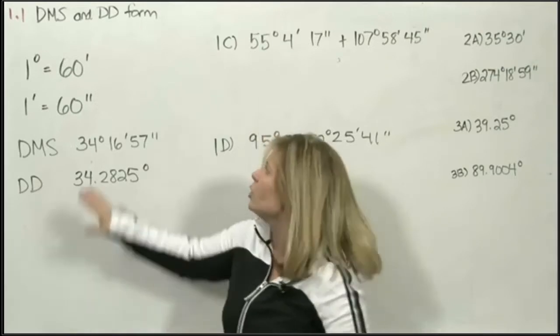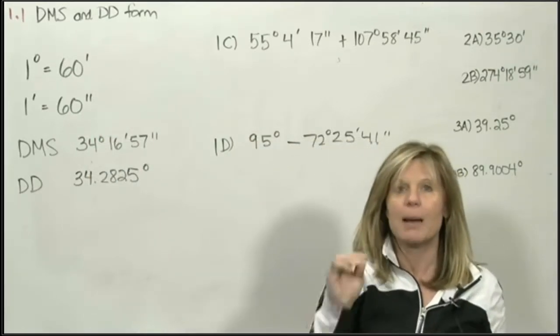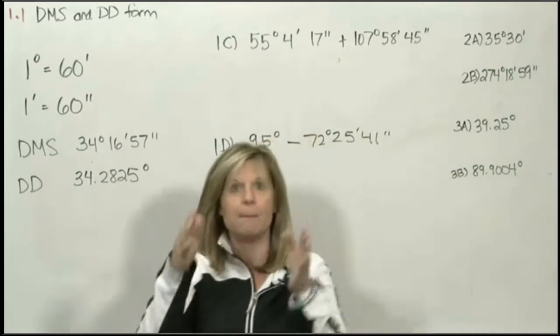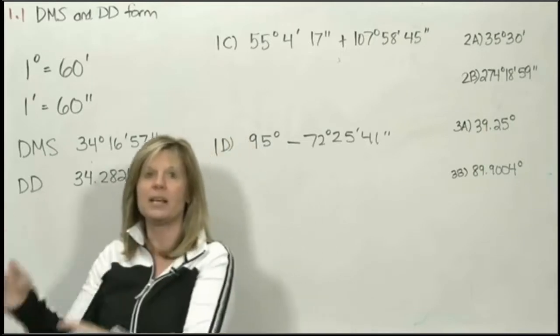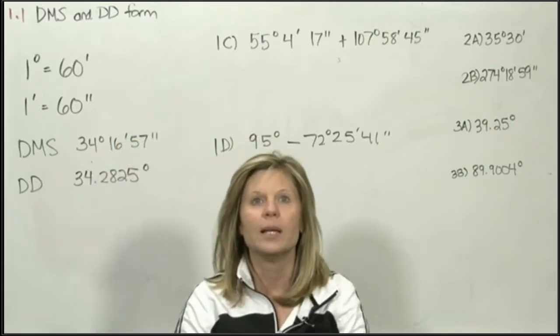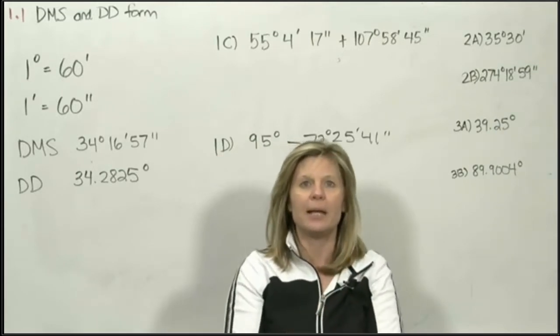So it's important that you understand that a degree can be broken into smaller units. Smaller than a degree would be a minute. Smaller than a minute would be a second. And it's the same relationship as time. 60 minutes make a degree. 60 seconds make a minute.